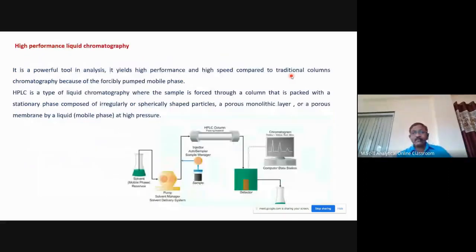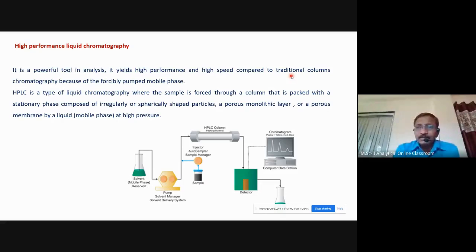Then high performance liquid chromatography, this instrument is also available in CFC. It is a very powerful tool in analysis, mostly for biomolecules, proteins, or in each and every quality control department in industry as well as research. High performance liquid chromatography is always there. Without this, we cannot carry out the completion of the analysis part.